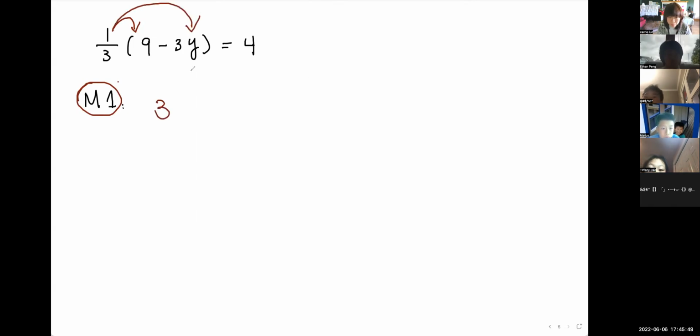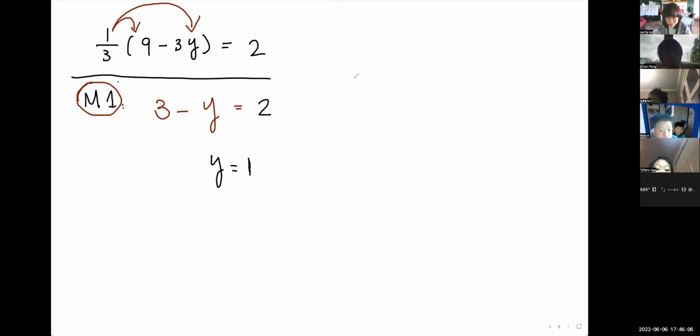1 over 3 times 3y equals y. So 3 minus y equals 4. Sorry, I just want to make it easy for all of you. So 3 minus y equals 2. So y equals what, everybody? 1. Okay, so this is method 1.